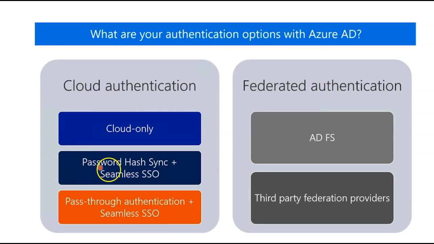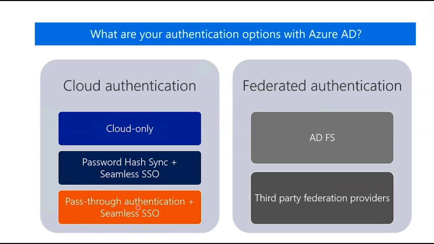Let's take the second option, which is password hash sync. In this case, users can sign into the cloud-based applications using the same username and password that they use with their on-premises Active Directory. In addition to that, with this option, you can also enjoy the seamless single sign-on experience. And the third one, we can talk about pass-through authentication.